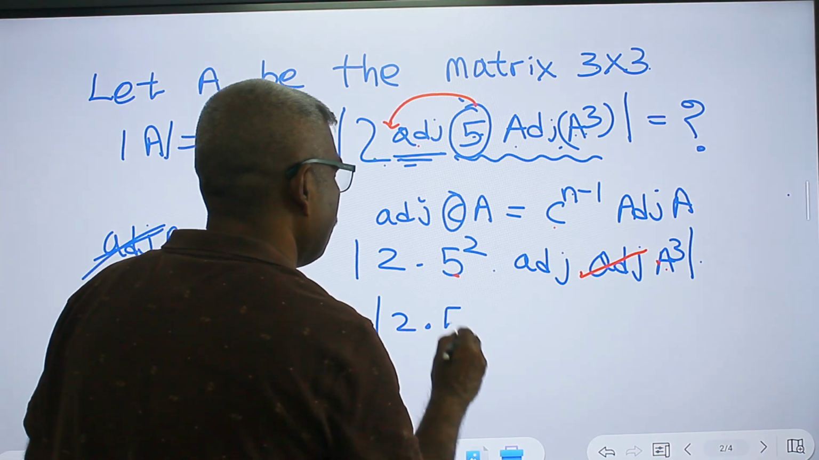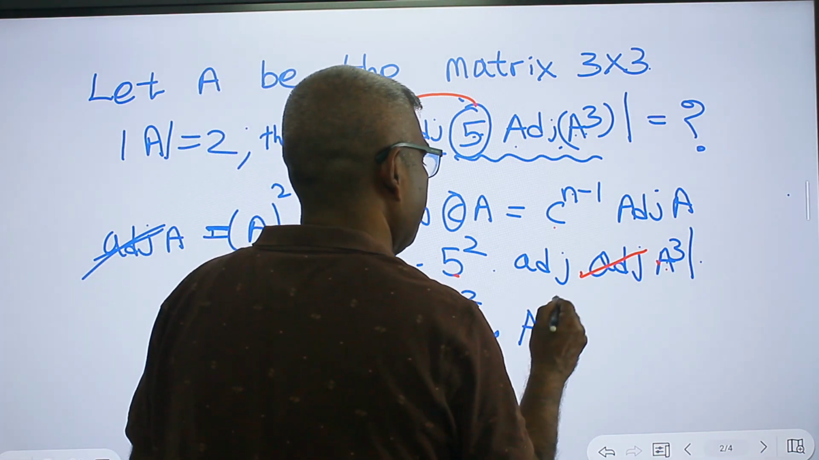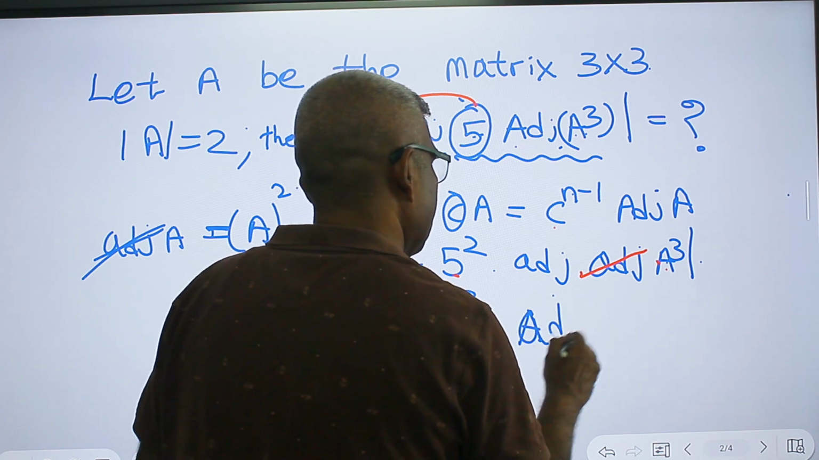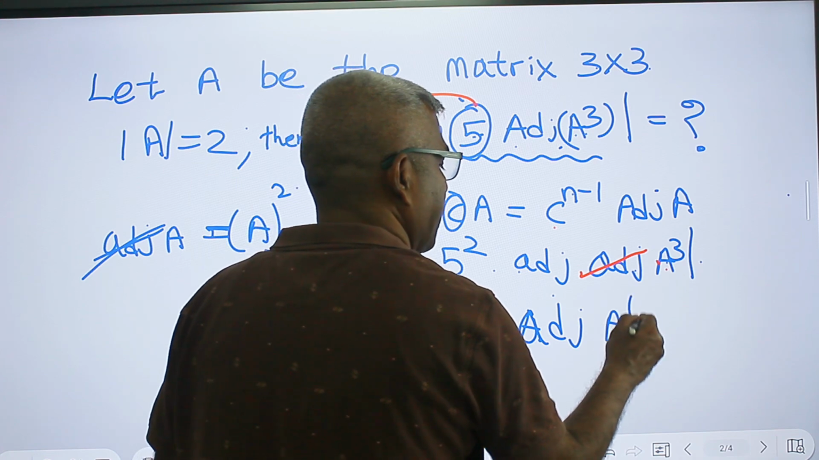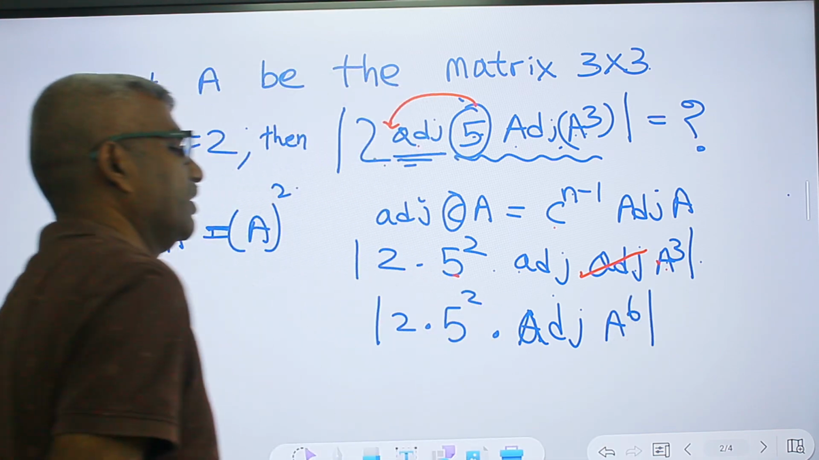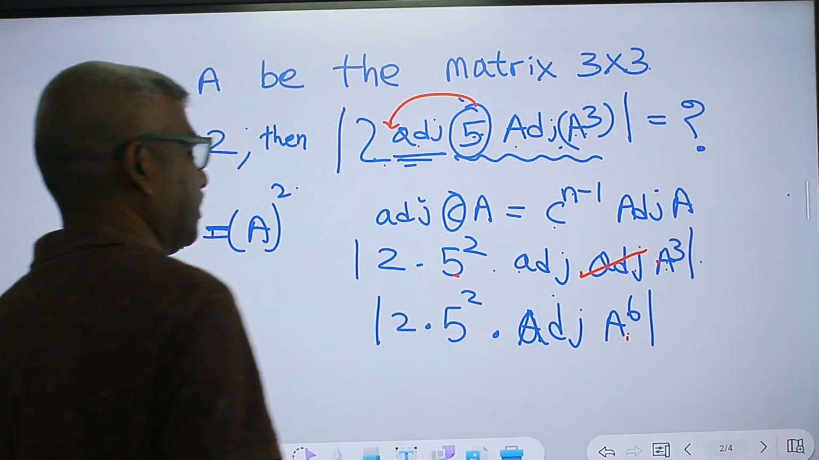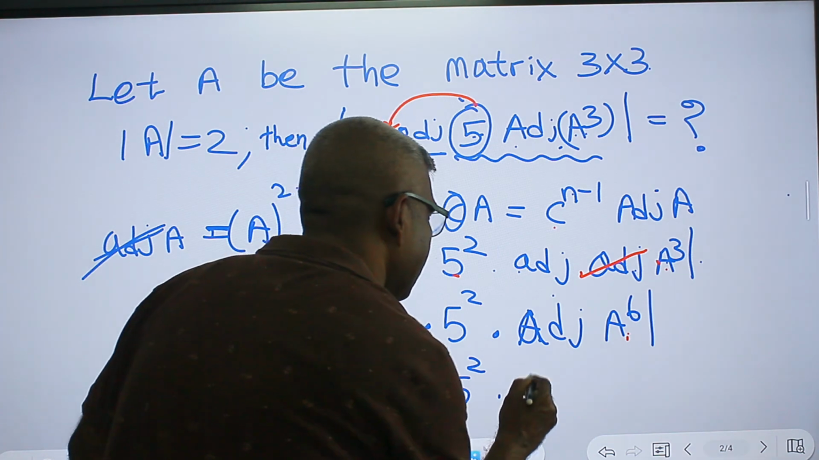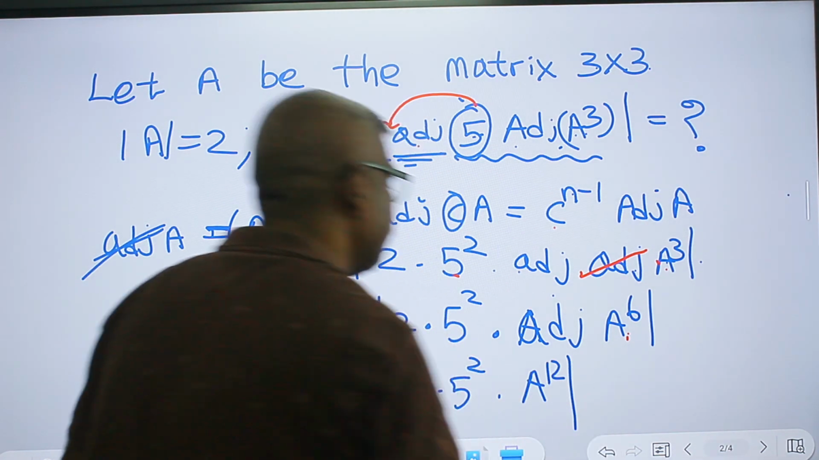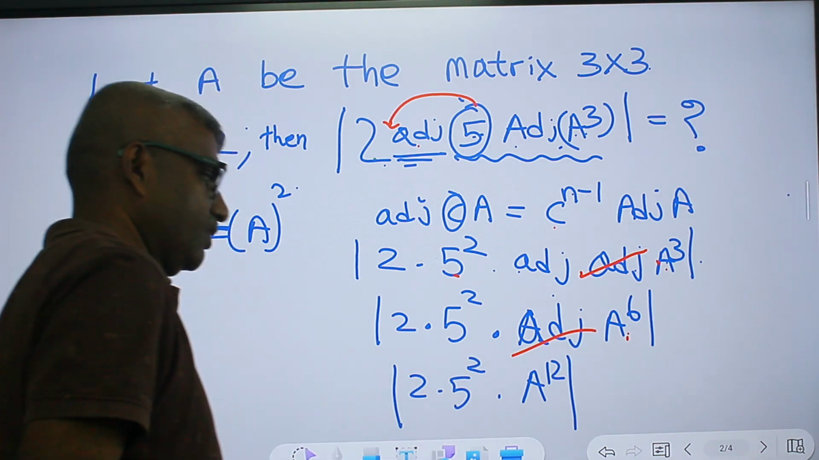So 2 times 5 squared, A cube will become, since this adjoint is removed, A power 6. Next, this adjoint A power 6 we are going to remove: 2 times 5 squared, A power 12. Okay, this adjoint is also removed.